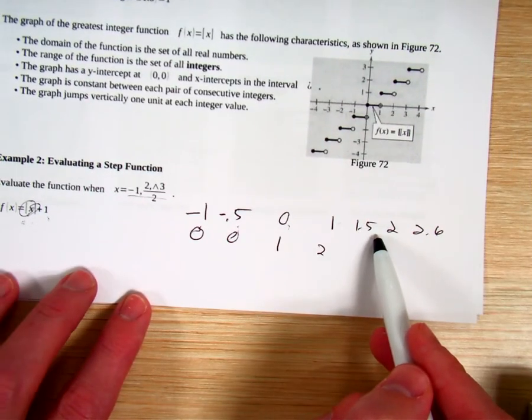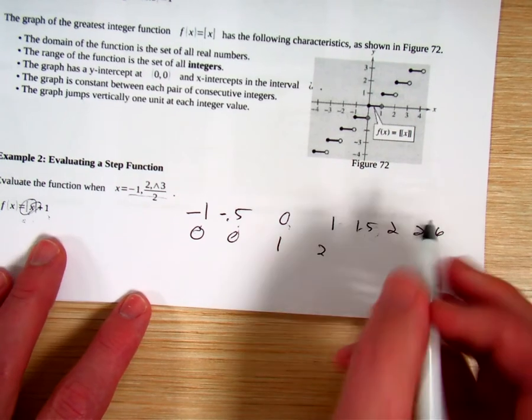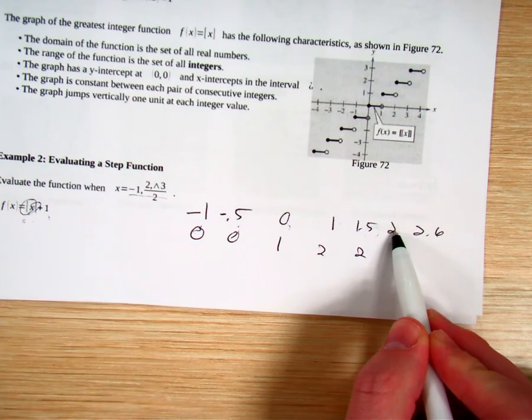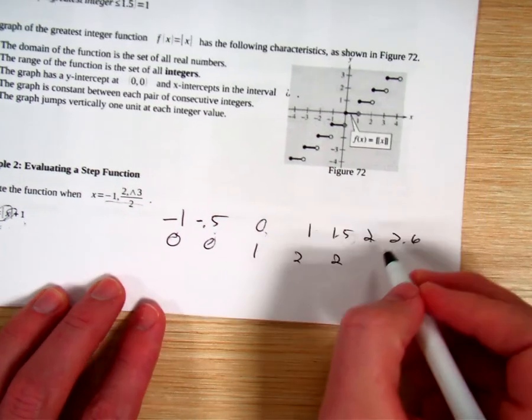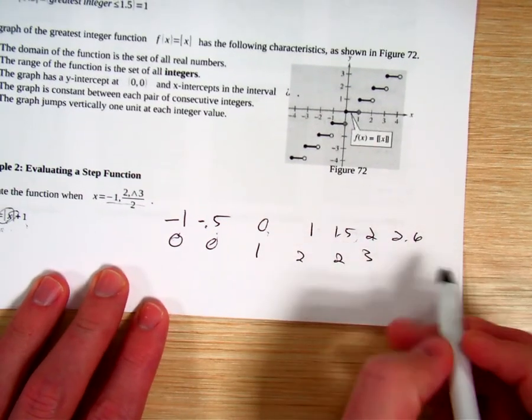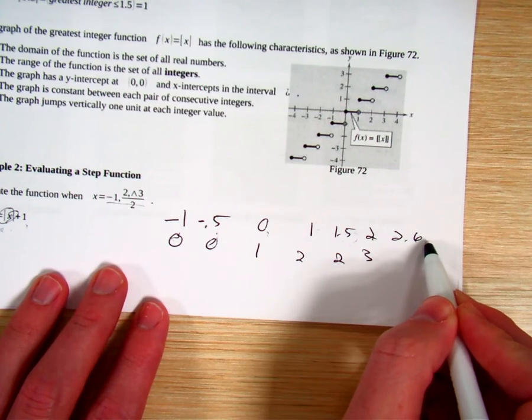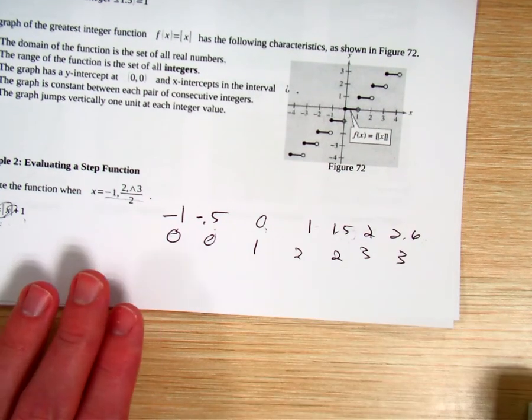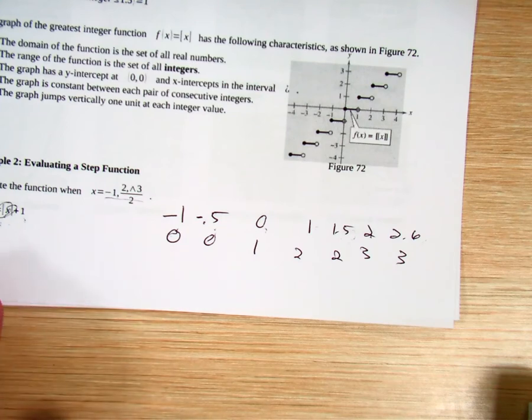1.5 would round down to 1, plus 1 makes it 2. 2 is an integer, rounds down to itself, 2, plus 1 would be 3. 2.6 rounds down to 2, plus 1 is 3. Alright, so you get the idea there. It's the greatest integer, it's the number in front. If it's a decimal, you just drop the decimal.